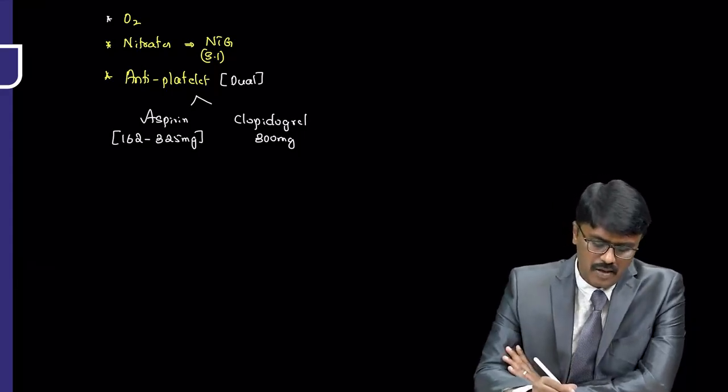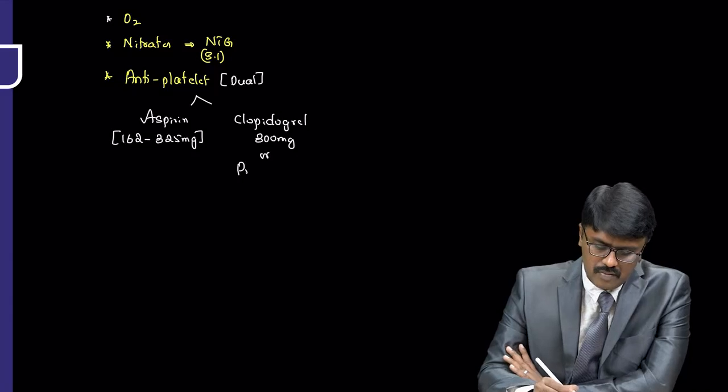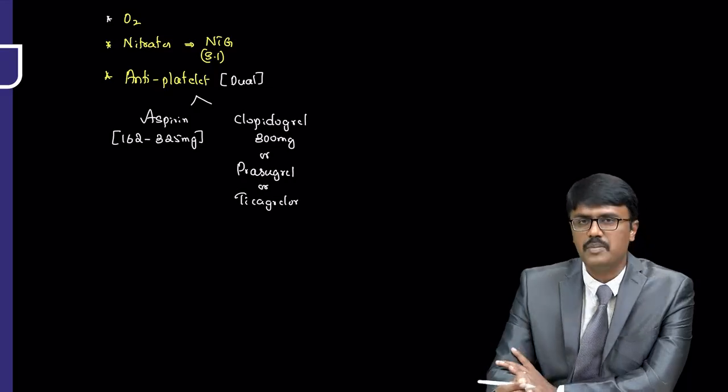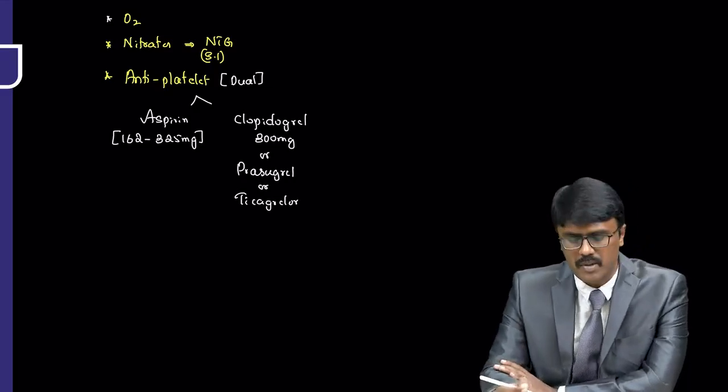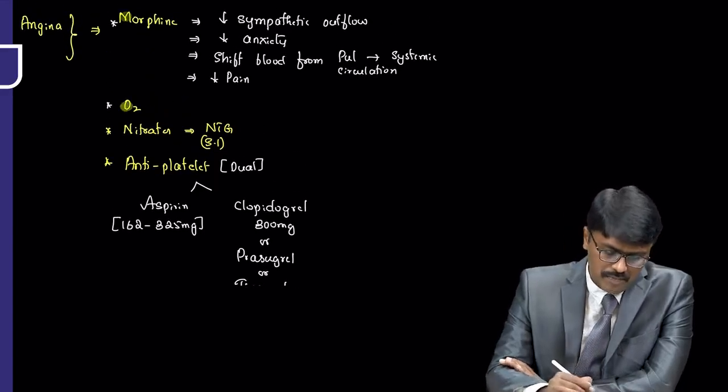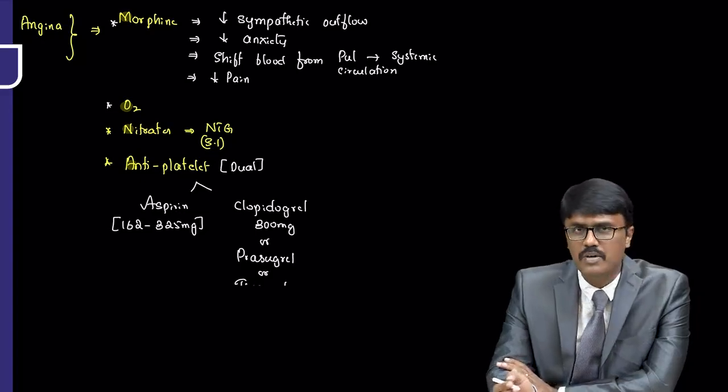Now, if clopidogrel is not available, you can use prasugrel. If it is not available, you can use ticagrelor. These are the other options for dual antiplatelet therapy. So simply, what you need to understand is MONA: morphine, oxygen, nitrate, antiplatelet therapy.